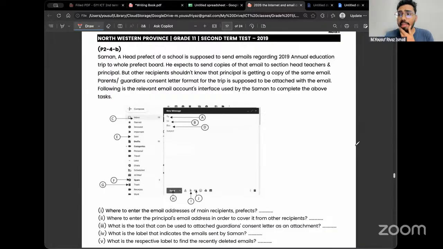Okay, let's check your answers. The head prefect of the school is supposed to send emails regarding the 2019 annual education trip to the whole prefect board. He expects to send the copies of that email to the sectional head teachers and principal. But other recipients should know that the principal is getting it. Parents and guardians consent form for the trip is supposed to be attached.